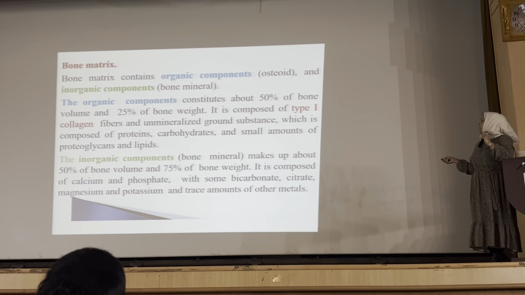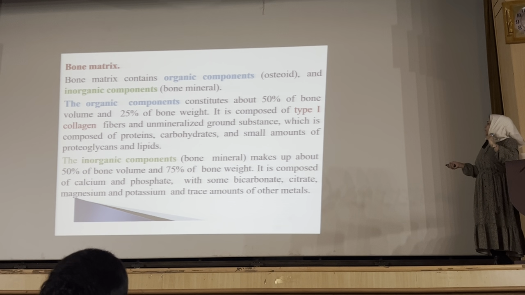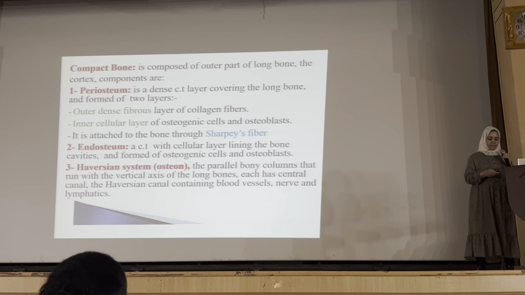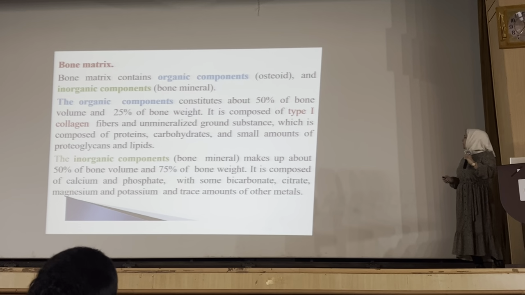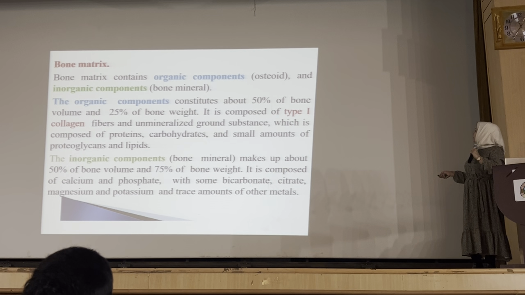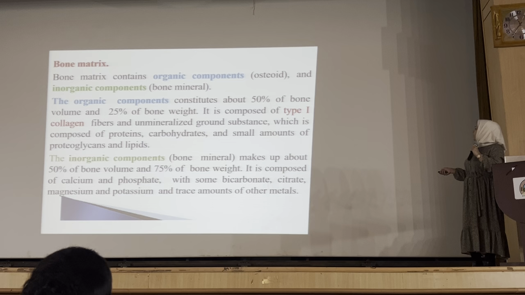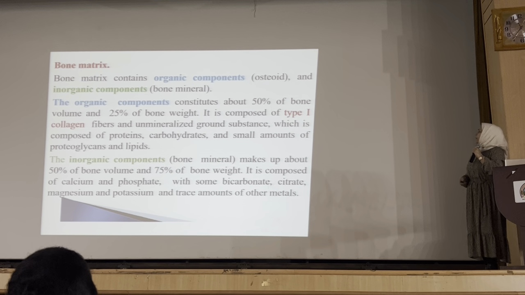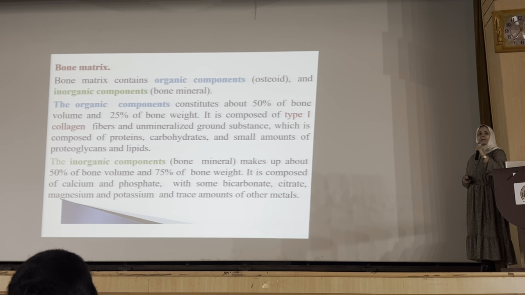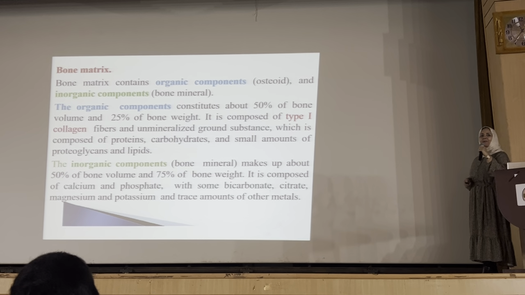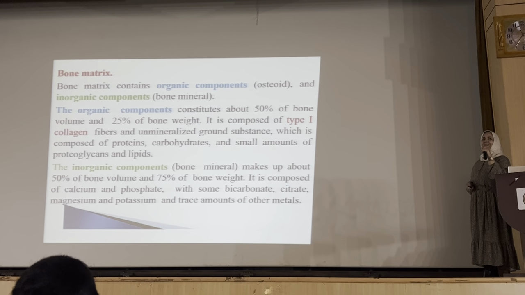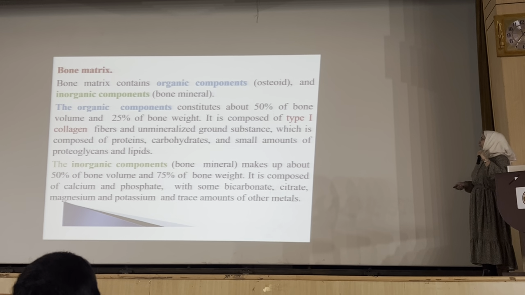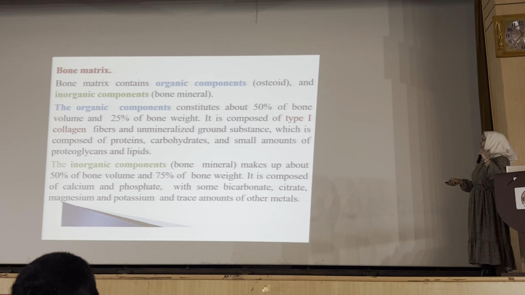It contains type 1 collagen fiber and unmineralized ground substance, which is composed of protein, carbohydrate, and a small amount of ground substance. The inorganic is mineral, it might average 50% of bone volume. However, the bone volume is composed of organic and inorganic, 50% organic and 50% inorganic. But it differs in the bone.